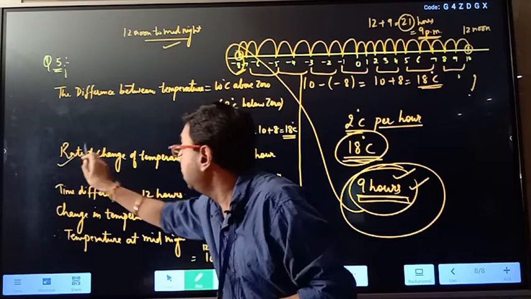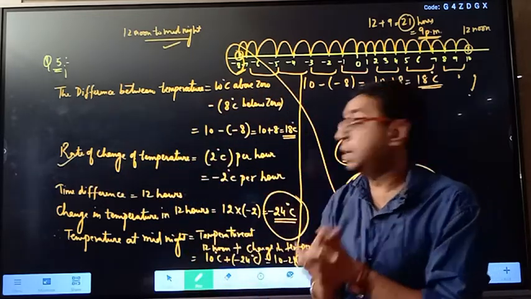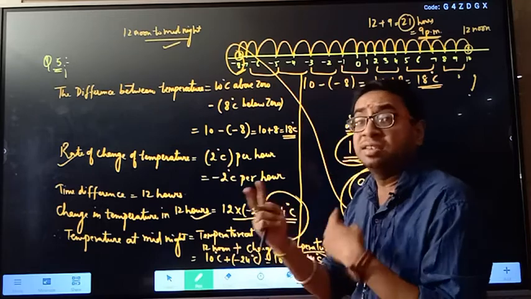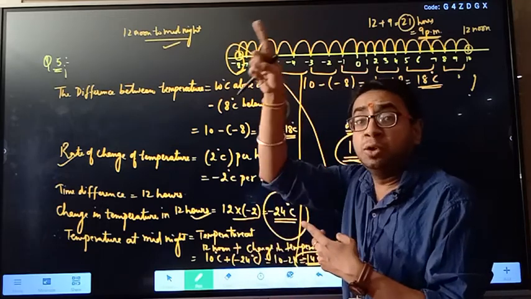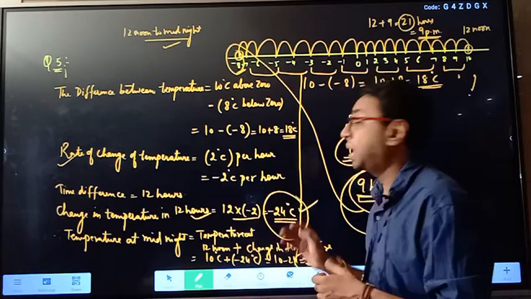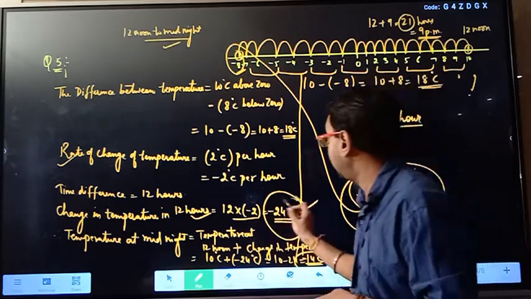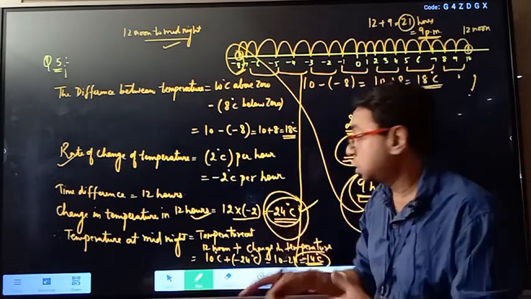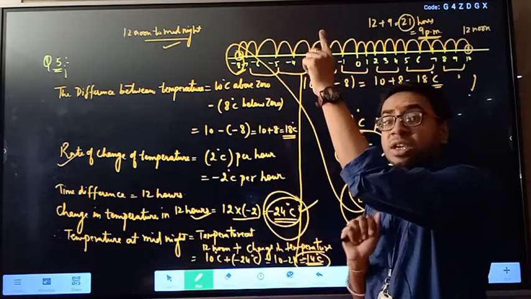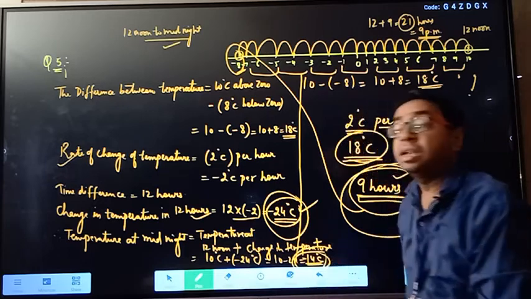Next, we have to find what will be the temperature at midnight. I have given a simple formula. First of all, the rate of change. See the difference between the time. Noon to midnight is asking, it means 12 hours of difference is there. It means -24 degrees Celsius, the temperature would be changed. Now, temperature at midnight, from 10 to -24 we are coming, that is why -14 degrees Celsius. Are we clear about this?